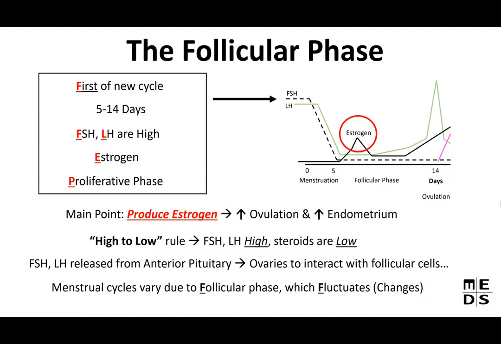The follicular phase does fluctuate. So this is a nice overview of the follicular phase, that's a tricky word to say. That is the first part of the cycle. It's 5 to 14 days. The FSH and LH are going to be high, and it's going to be producing estrogen, and the whole point is to be proliferative. You want to induce ovulation, and you want to build up a new endometrium for implantation for pregnancy later in the cycle.